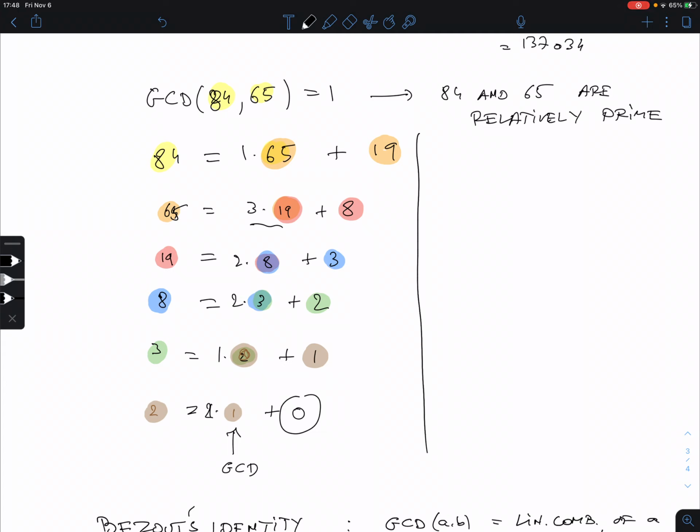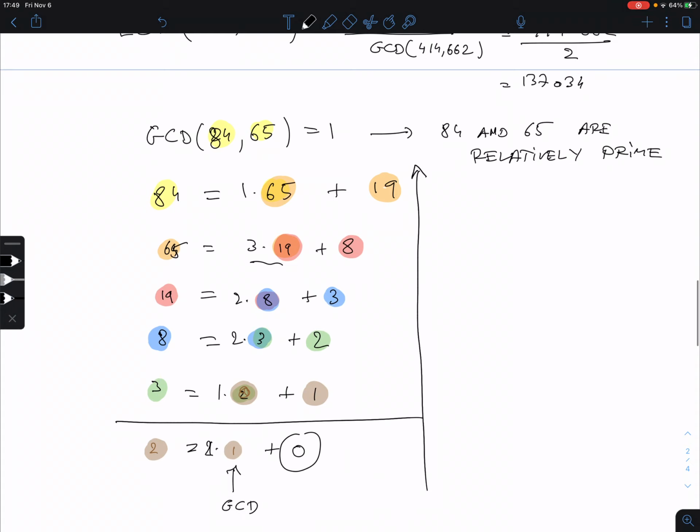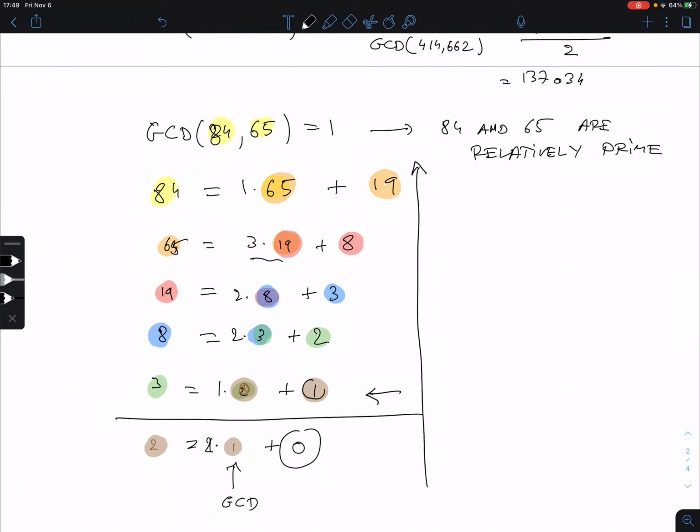Now, the coloring drives one mad, right, if I do this. So instead of just taking different colors, I'm just going to circle my numbers. Okay, so again, we always start from the equation. So we're going to go up now, and we start from this equation, not the one where we have 0. That's already the end of the story, right? So it's the one where we have the remainder 1, which is the GCD, right? So I remind you, this is the GCD, okay? And this was the number 2 that I used, and this was the number 3.